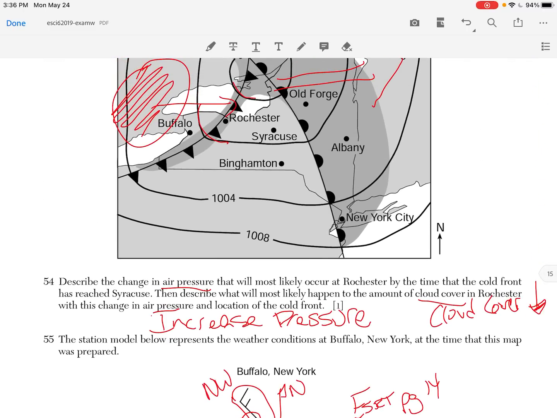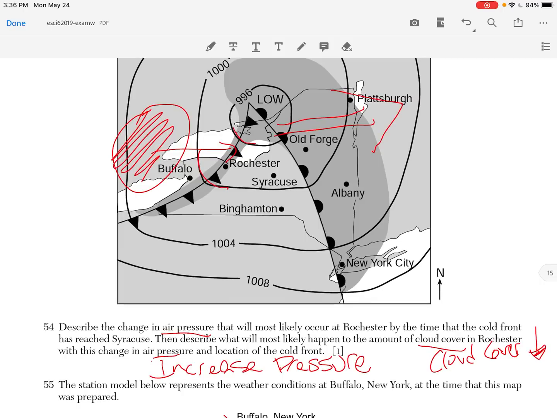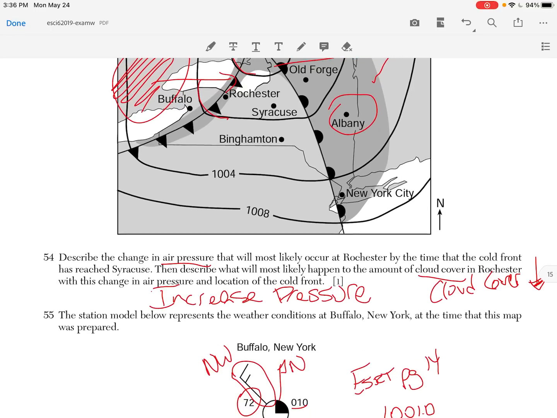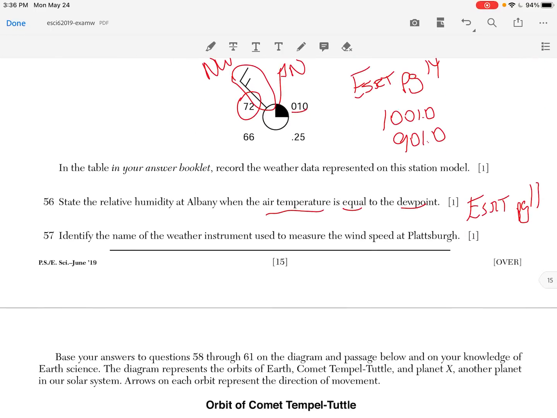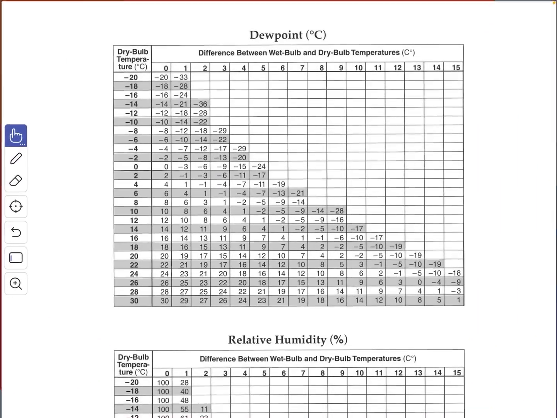You'll notice Albany hasn't had the warm front yet, but it is 100% cloud cover. And that's helpful just to realize that it's probably raining in Albany, but it's 100% cloud cover. Now let's take a look at the reference table just to get some hints here.